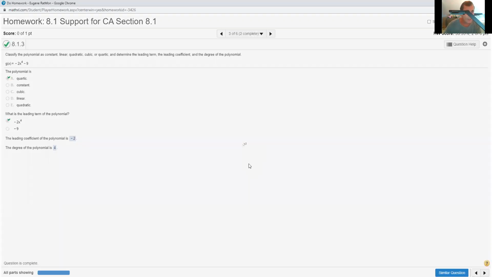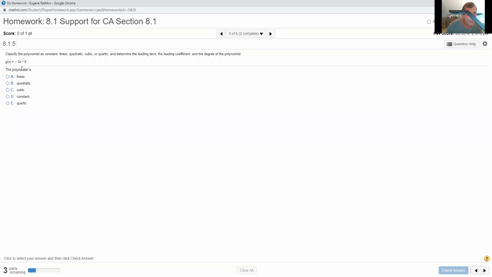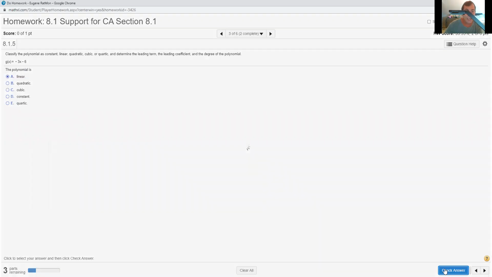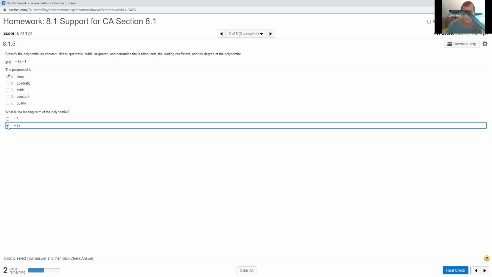All right, let's see what we got next. Negative 3x minus 6. So we know that's got an exponent of 1 that's not being shown by the x. So we know that is linear. If I graph that, that would make a straight line, okay? All right, what is the leading term of the polynomial? Well, the leading term is going to be the negative 3x. Remember, the leading term is the number and the variable.